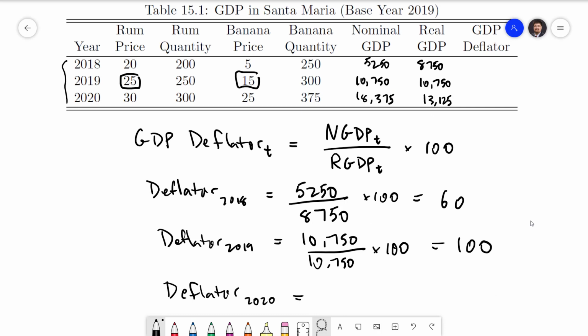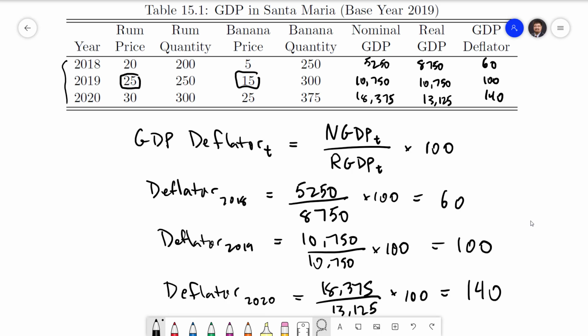Here we have a nominal GDP of 18,375 and a real GDP of 13,125. Multiply that by 100 and we get 140. I'll fill those in to our table.